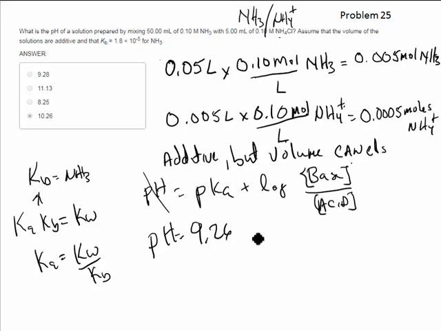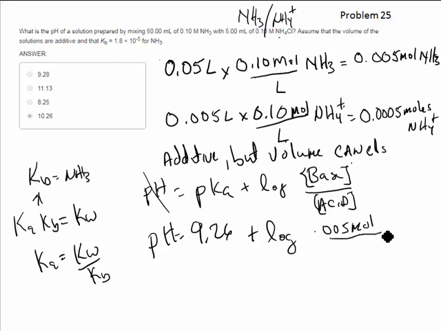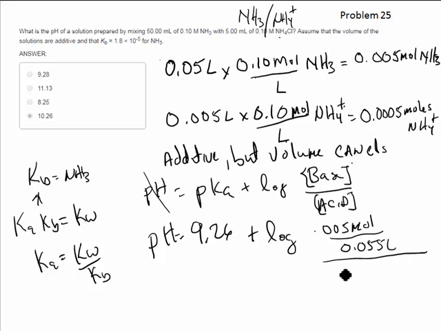9.26 plus now the log of this base. The ammonia is the base, so we're going to put that as the 0.005 moles, over 0.055 total liters, over the acid. In this case, that's 0.0005 moles, over that same amount of volume, so those cancel, right?